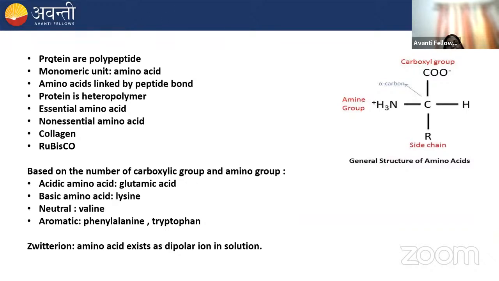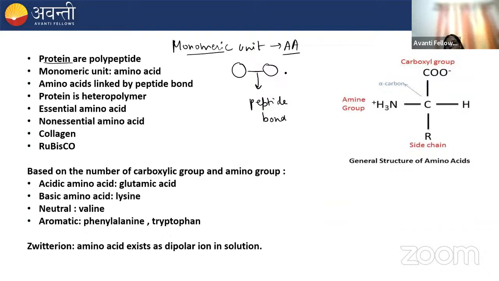In the next one, we're going to discuss the protein. You all know that proteins have a monomer. That monomeric unit is amino acid. And these amino acids are joined with a bond, and that bond is a peptide bond. When many amino acids, like 1, 2, 3, 4, 5, 6, 7, are joined together by this peptide bond, they form a polypeptide chain, and that polypeptide chain is known as protein.